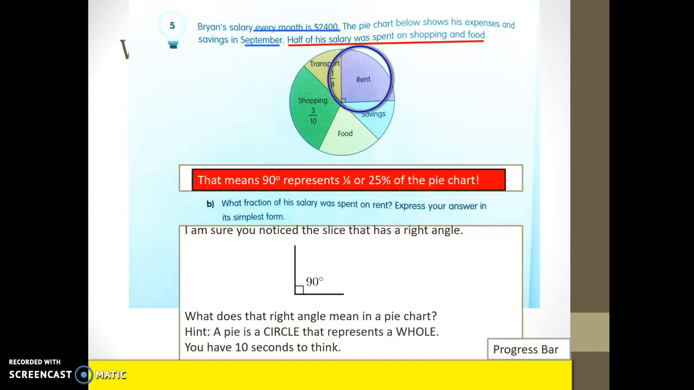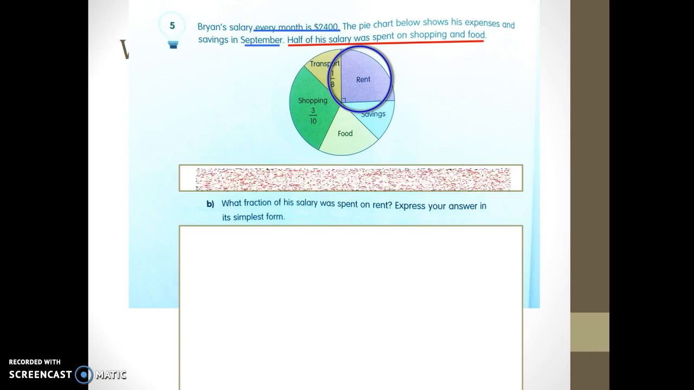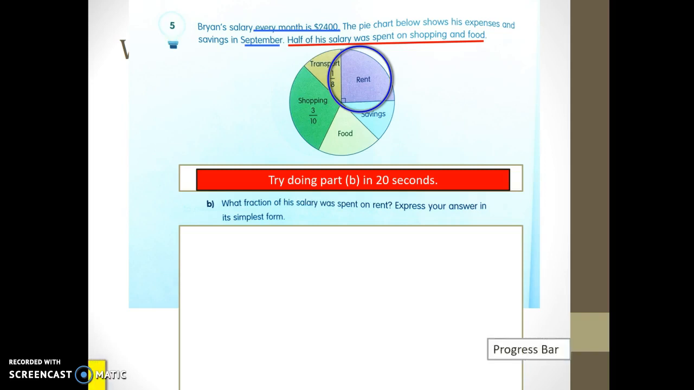Okay. I hope you know that 90 degrees represents 1/4. Or you can also say it represents 25% of the pie chart. How is it going to help us? Well, let's try doing part B in 20 seconds. You may start doing it now. 20 seconds. What fraction of his salary was spent on rent? Show your ready signal. For those who already know how to do this, your hand should be up by now.